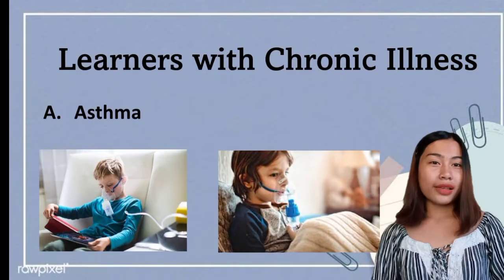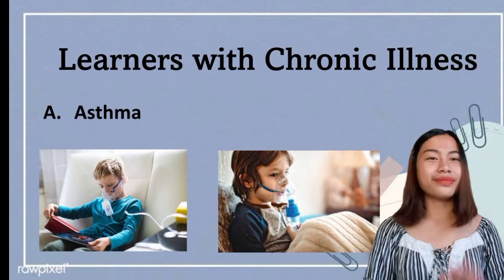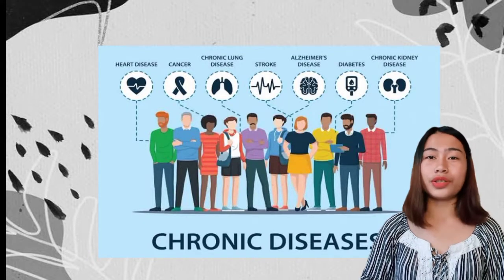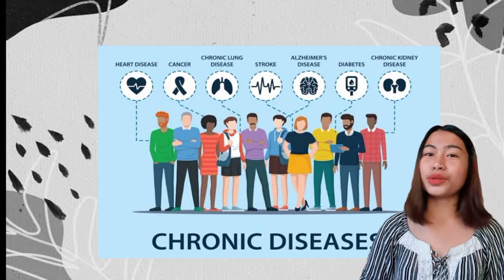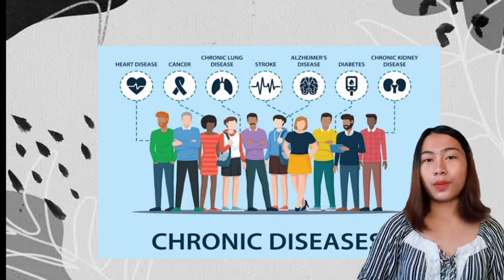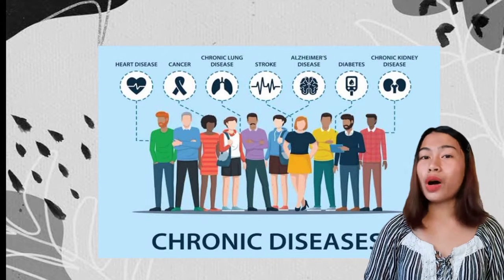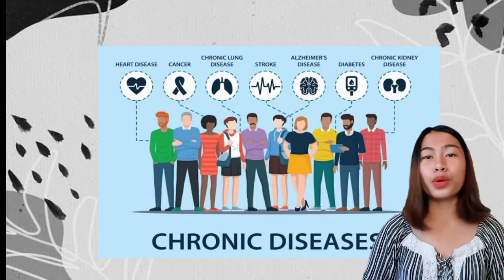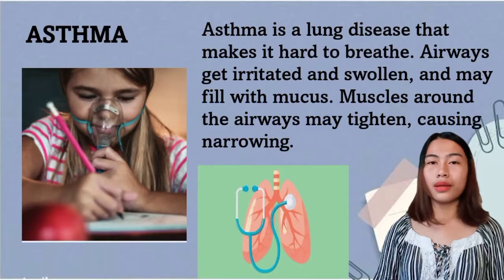Let us first discuss the disease asthma. A chronic condition is a human health condition or disease that is persistent or otherwise long-lasting in its effects, or a disease that comes with time. The term chronic is often applied when the course of the disease lasts more than 3 months.